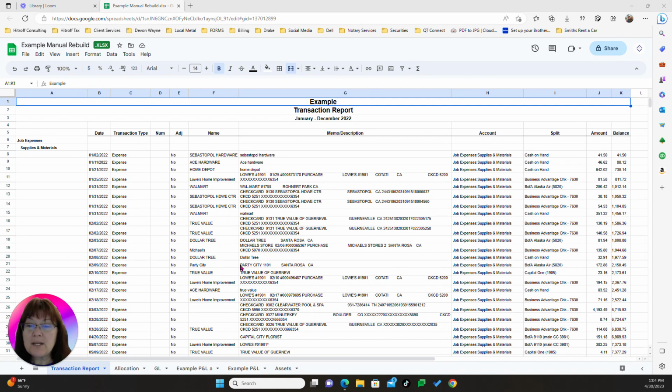We provide bookkeeping and tax preparation services to individuals, small businesses, and independent contractors on both an in-office and a remote service. Today we're going to go over how we assist our small businesses and independent contractors with a data rebuild.